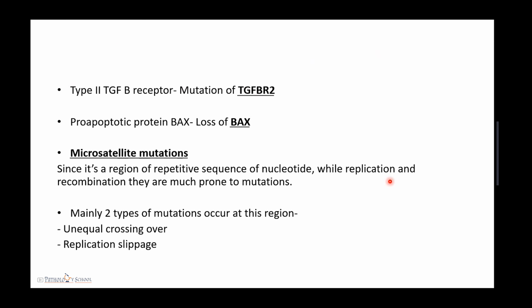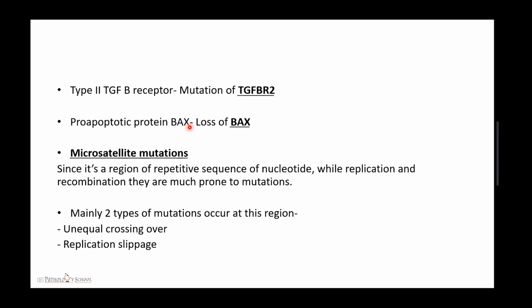Now, type 2 TGF beta receptor, if there's a mutation in TGFBR2, so what will happen? There will be uncontrolled proliferation. And if there's a loss of BAX, so what is BAX? It's a pro-apoptotic protein. So if there's a loss of BAX, the abnormal genetic clones are going to be very much. So it won't let the apoptosis happen.